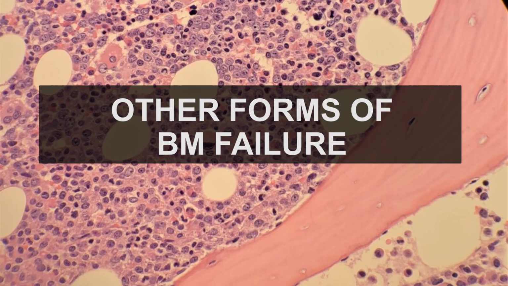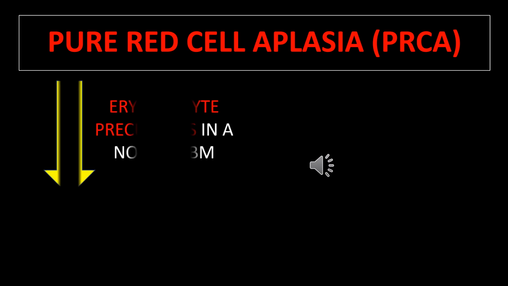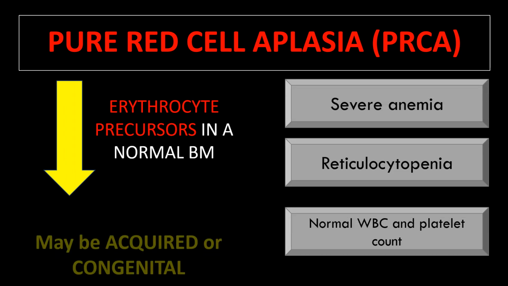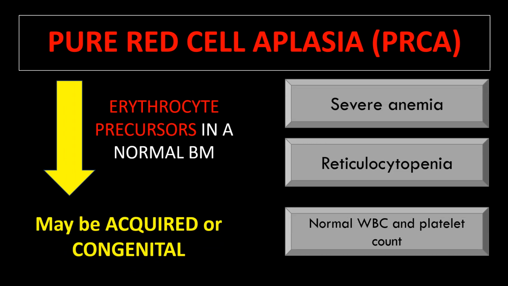Now we go to the other forms of abnormalities that may present as bone marrow failure. First, we have pure red cell aplasia, or PRCA, in which there is decreased erythrocyte precursors in a normal bone marrow. This may be acquired or congenital. So there would be, again, a selective and severe decrease in the erythrocyte precursors in an otherwise normal bone marrow.